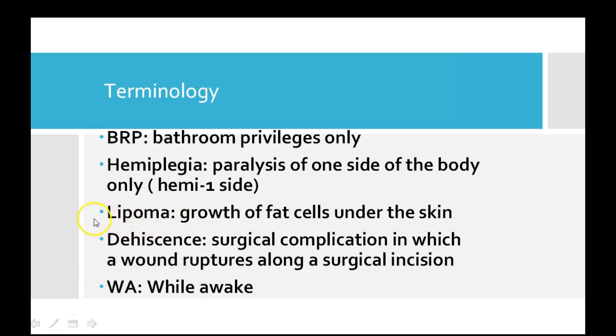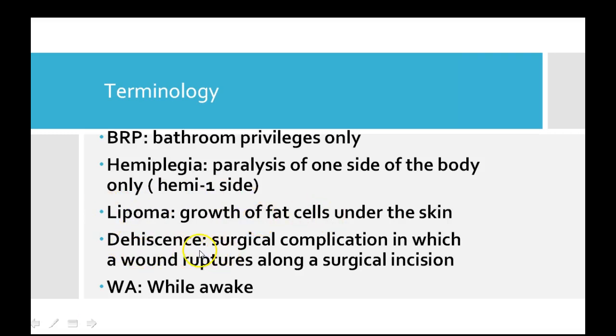Now, when you see this word lymphoma, think about growth of fat cells under the skin. You might be asked that by your neighbors or your friends. Oh my gosh, I have this lump under my hand. What is this? Or, you know, we don't diagnose, but in your mind, you're probably thinking, oh, this might be growth of fat cells. Dehiscence.